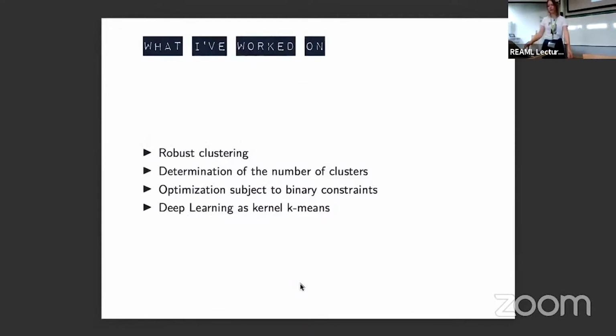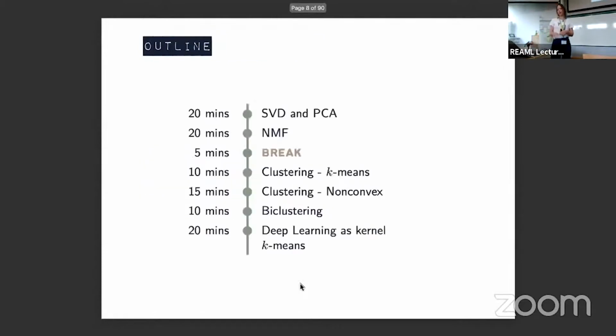I've worked on robust clustering, determination of the number of clusters automatically, optimization subject to binary constraints, and deep learning as kernel k-means, of which we will see some of this today. Now, the outline is that I wanted to start with SVD and PCA, then a bit about non-negative matrix factorization, then we have a short break and you can ask some questions. And then we go over to clustering and non-convex clustering and biclustering, and then to deep learning and the connection to clustering actually.